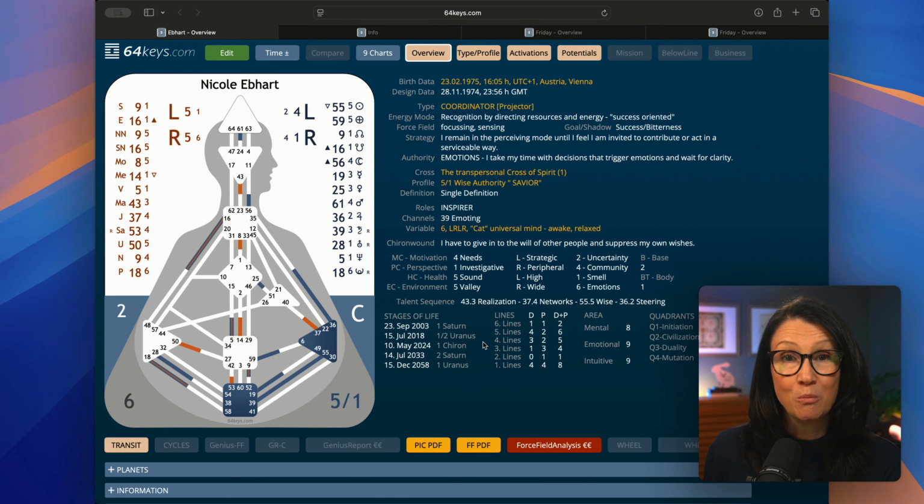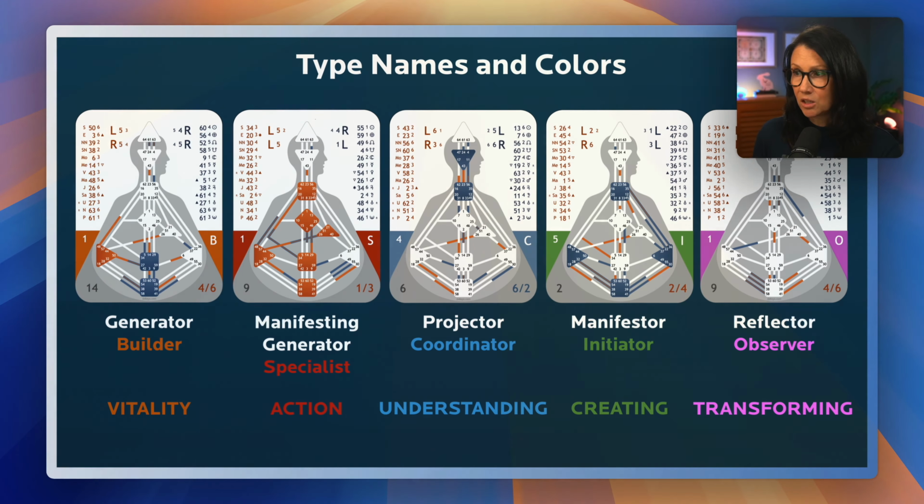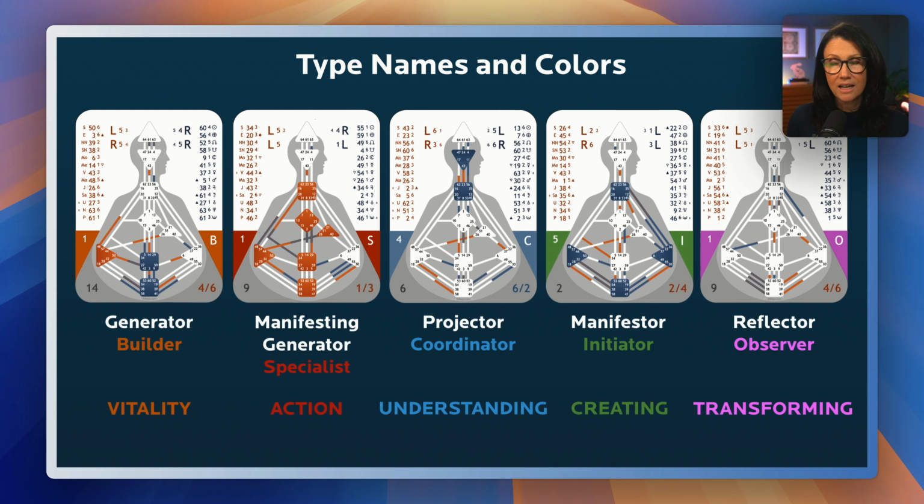So let me give you more information on the colorings. I created a slide for that. So the 5 types come with color codings. This is one of the visual highlights of 64 Keys. So we have the generator. That is called Builder in 64 Keys. And the orange stands for the vitality and the sustainable energy they bring. The manifesting generator or specialist is known for his specialized action orientation. And the action orientation of the specialist is the reason for the red color.